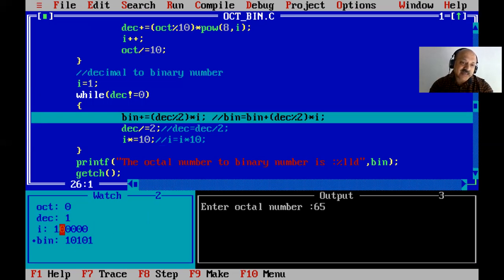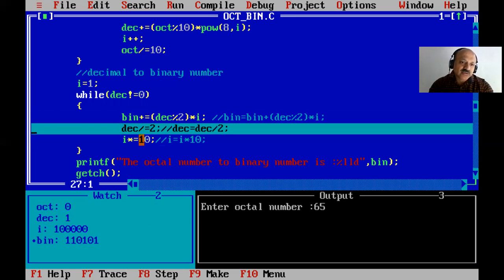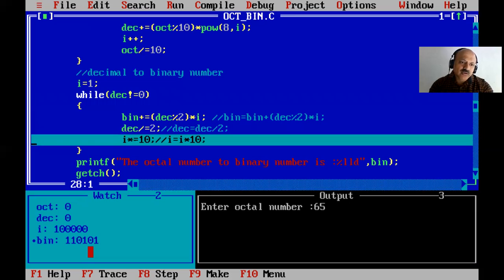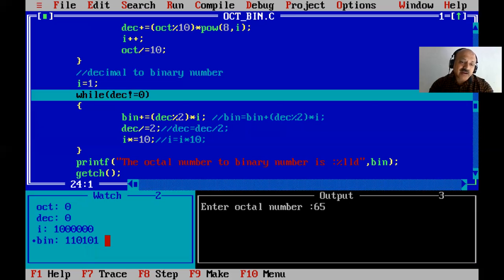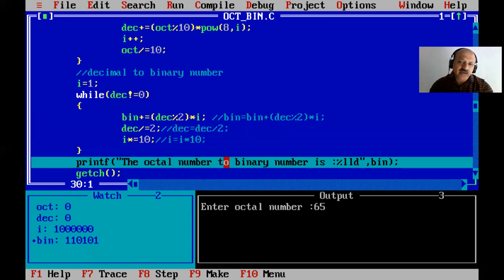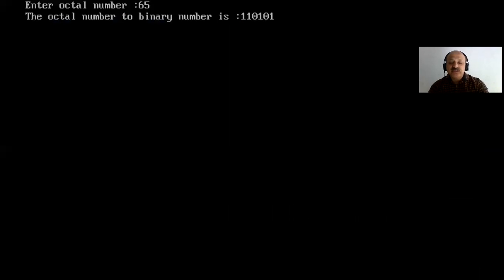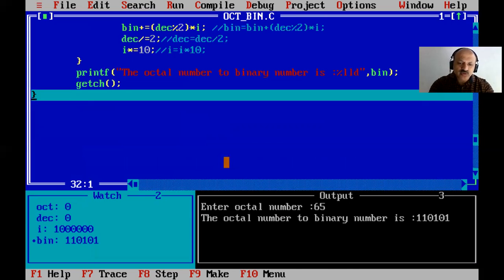Here 1 lakh is there, so it is out of range in the normal integer data type. So I take it as a long integer. Now you can look, our target is achieved. 1010, yes, that is perfect. And now here there are 10 digits, but now the condition is false and our binary number is perfectly achieved. So that is the process, so I take it as a long integer. I think you have to understand.